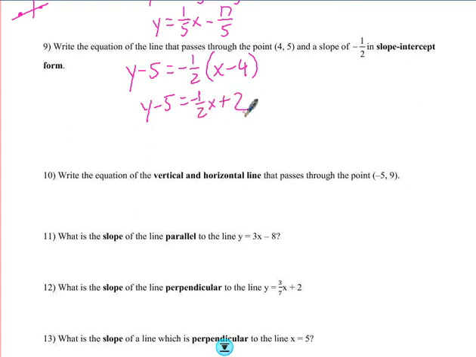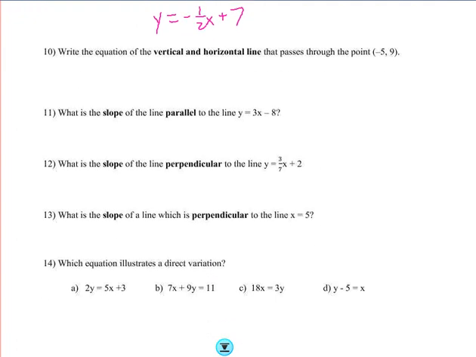Be careful there, negative times a negative, and then add 5 to both sides. Number 10, vertical and horizontal line that passes through that point. This is just a fact you have to know. A vertical line is always x equals a number. That's the vertical line. The horizontal line is always y equals a number. Nothing to do there, just stuff we got to know.